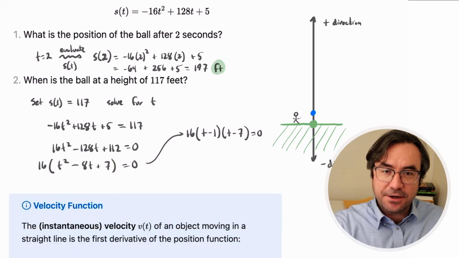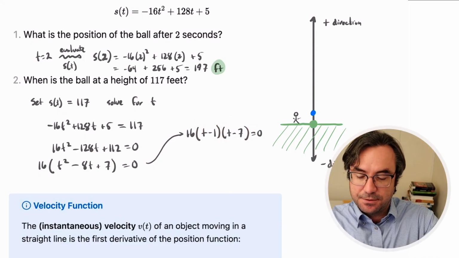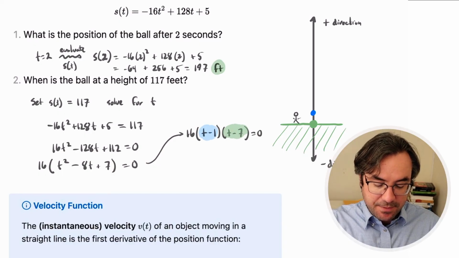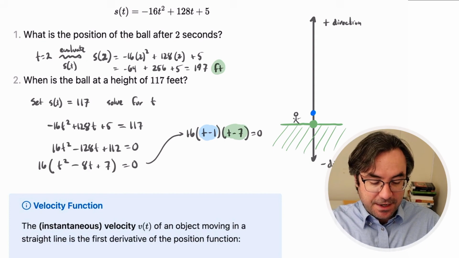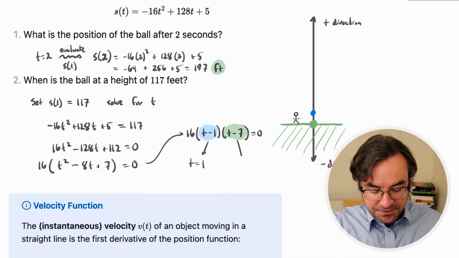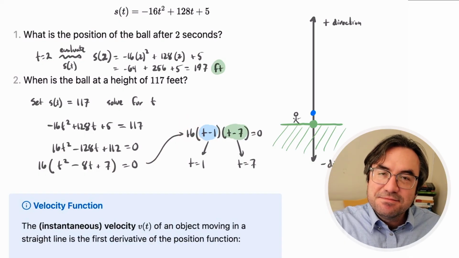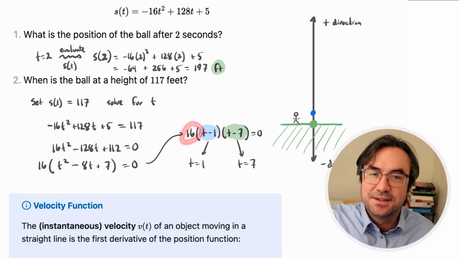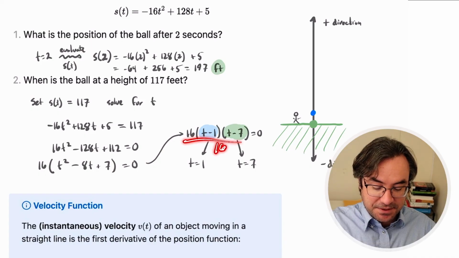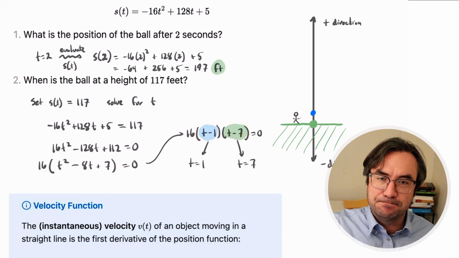All right, once we get this factored, each of these individual factors is going to give us a solution. We've got the t minus 1, and then we've got the t minus 7. This factor will give us the solution t equals 1, and this factor will give us the solution t equals 7. And the 16 doesn't give us anything. That's just a constant. If you wanted to, we could divide both sides of this equation by 16 and get it completely out of there. So only the variable stuff gives us a solution.